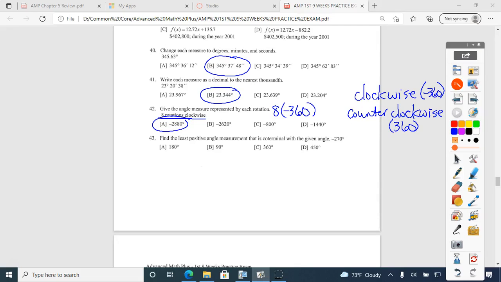43, find the least positive angle measurement that is coterminal with the given angle, negative 270. So all of these are positive. To get a coterminal angle, you either add or subtract 360. In this case, we're going to add 360, and that will give us 90. So that one is B. Okay. That takes us to 44.